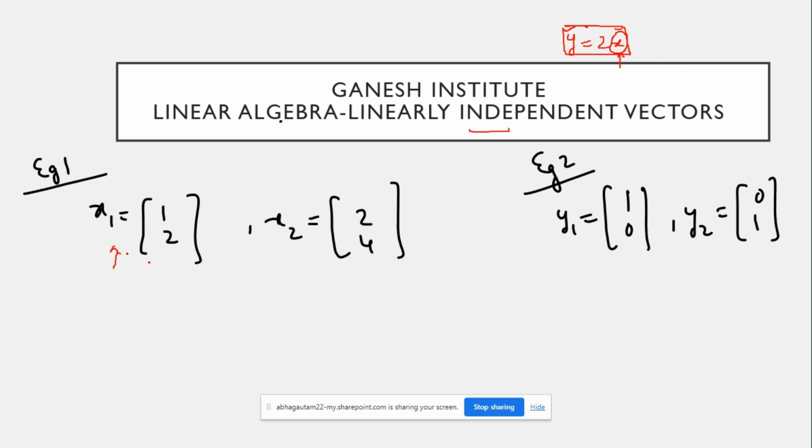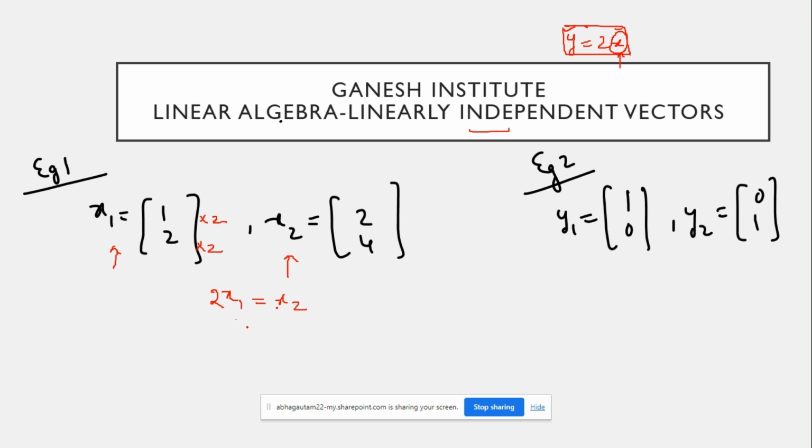Let's say you have two column vectors. What do you think is the relation between x1 and x2? You can see that x2 is the double of x1. If you multiply 1 with 2, you'll get 2. If you multiply 2 with 2, you'll get 4. So can I write that x1 and x2 have a relation, that if you multiply 2 with x1, it gives you x2?